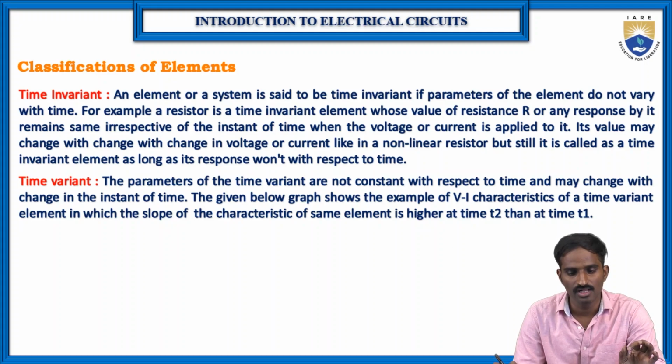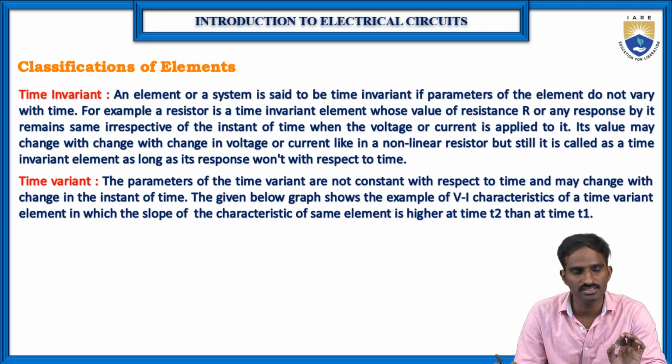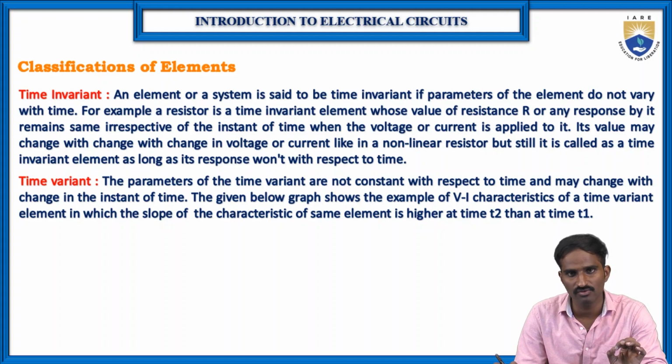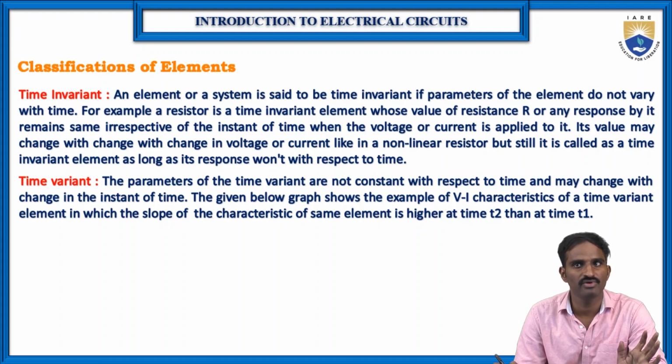Here, as you can see, an element or a system is said to be time invariant if the parameters of the element do not vary with time. For example, let us take a resistor. The resistance value of the resistor does not depend on the time. The resistance of the resistor is always the same with respect to time. The value is constant irrespective of the time. So at every instant of time, the value of the resistor is the same. Those kinds of elements are called time invariant elements.